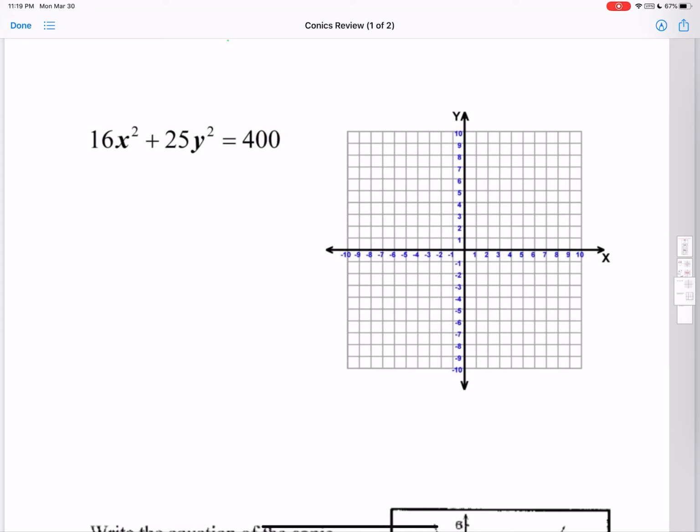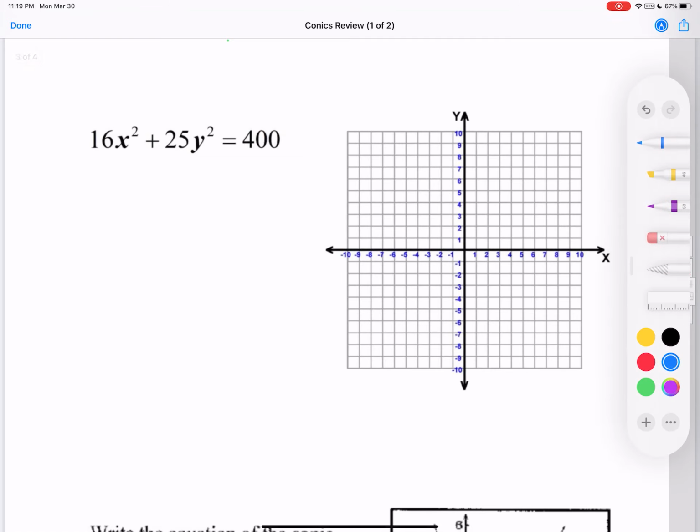So we're going to try to get rid of those by changing that 400. Let's check to see if it's an ellipse first. To check, I'm going to set it equal to 1, so I'm going to divide everything by 400. When I divide everything by 400, I now have x squared over 25 plus y squared over 16 equal to 1. So I know that this is going to be an ellipse. If it was a circle, the denominators would be the same, but they're not.